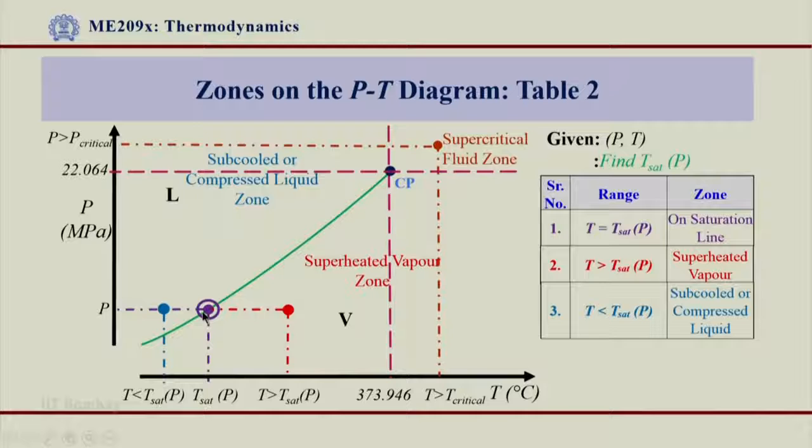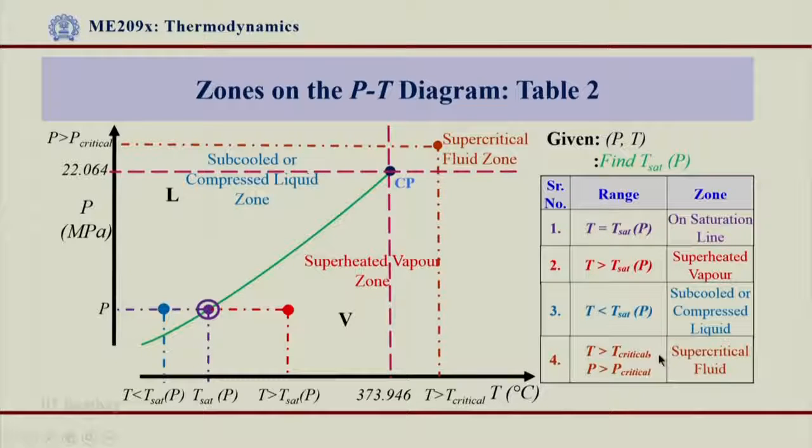And the fourth case is the same case as what we had seen earlier. If the pressure and temperature are beyond the critical limits, so T is more than T critical and P is more than P critical, then the system lies in a supercritical fluid zone, as shown over here. Thus, by using table 2 now and by comparing T sat P with the given temperature, we can identify in which zone the given state lies. Of all these 4 zones, we can find out in which zone it lies.